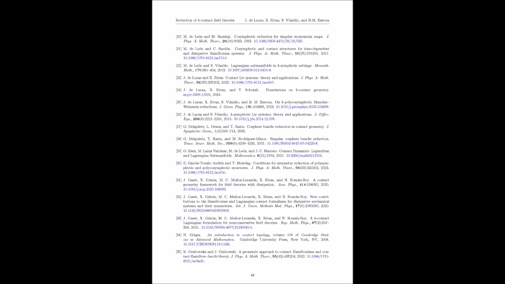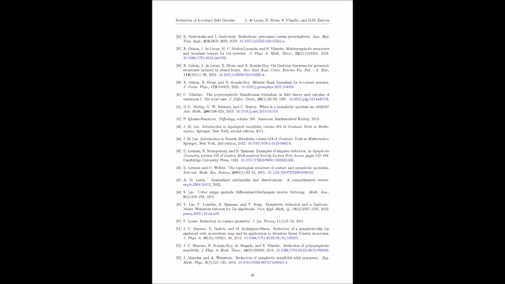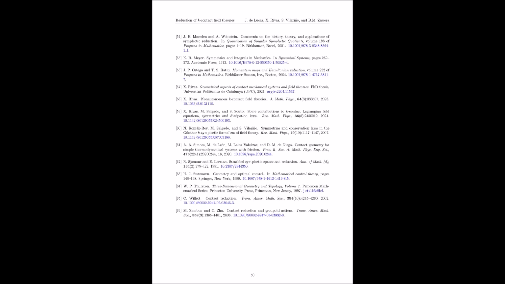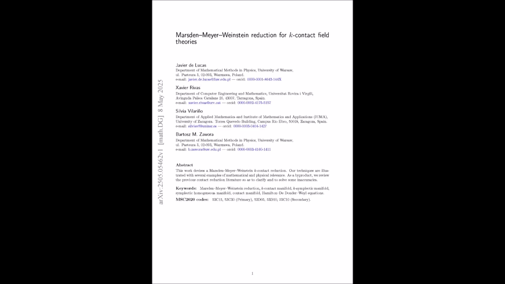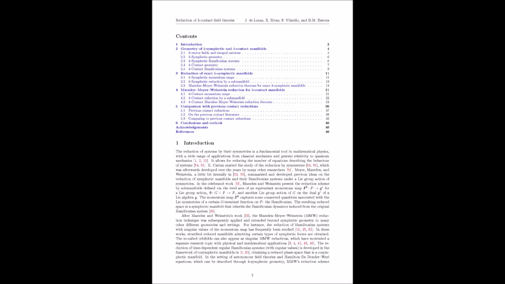Yeah, they mentioned generalizing to non-coorientable k-contact manifolds, which sounds challenging but interesting, and also developing orbit reduction techniques specifically in the k-contact setting, which is another standard type of reduction. So it opens doors for more research. Definitely. This work feels like it solidifies k-contact geometry and its reduction theory as important tools, particularly for non-conservative systems, and provides a foundation for further exploration. It really highlights the power of these geometric methods for tackling complex problems.